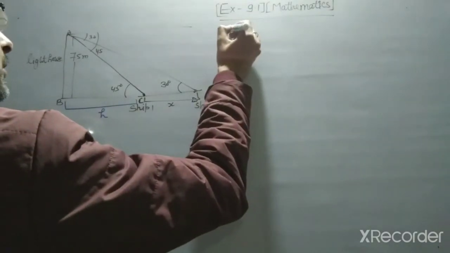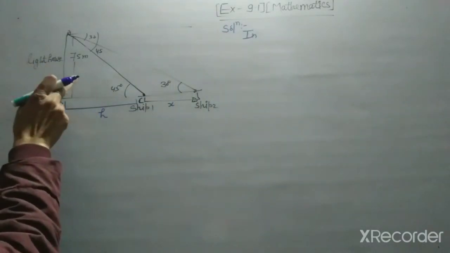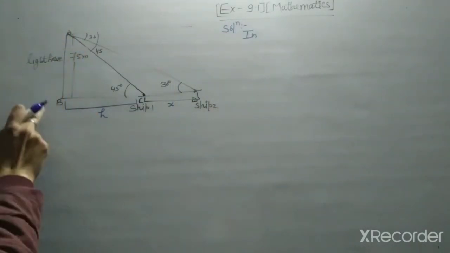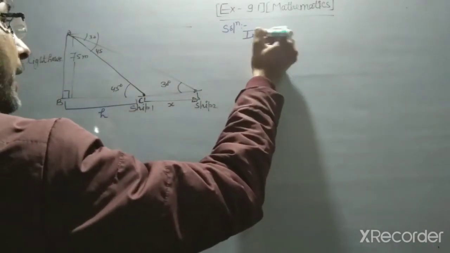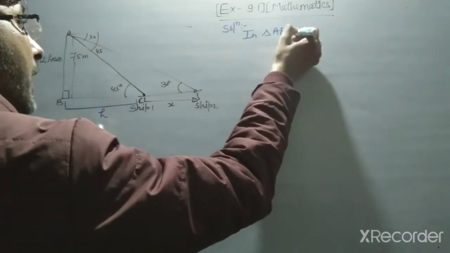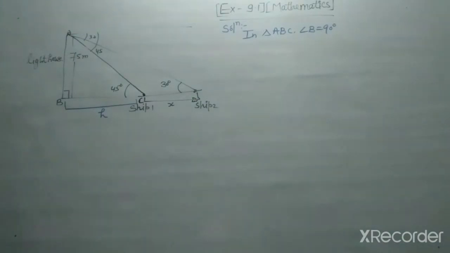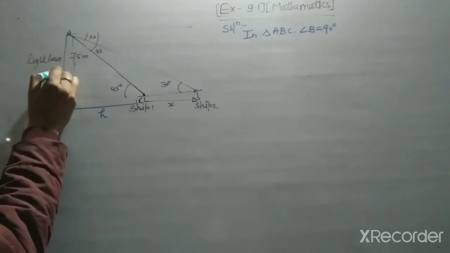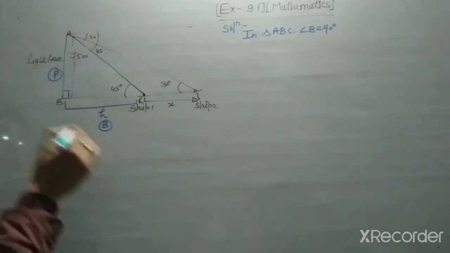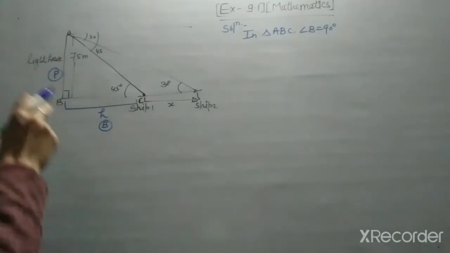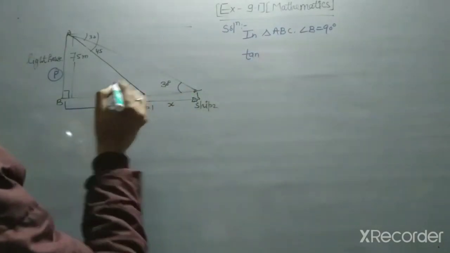The solution is, you have to use first of all this triangle. The triangle is ABC. Here the angle B is 90. So we have to write in triangle ABC, angle B is 90, and then after, this is your perpendicular and this is your base. So what is the relation between perpendicular and base? You very well know, tan 45 here.